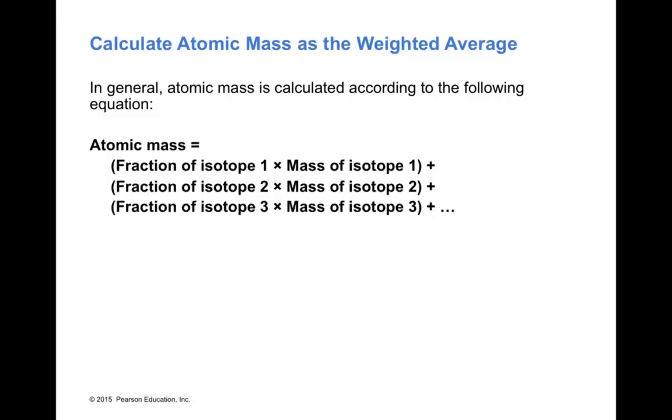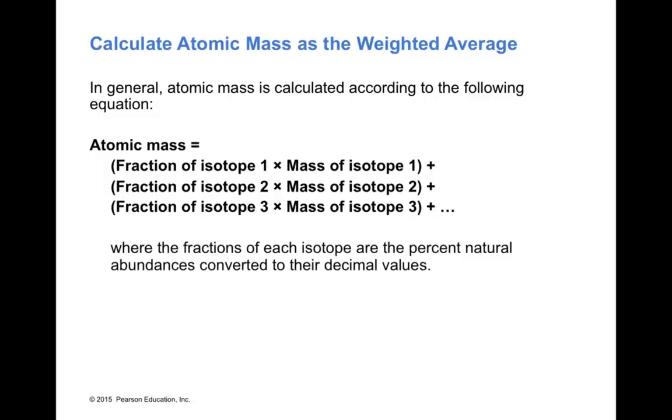The fraction of isotope 1, 2, 3, 4, 5: multiply the fraction of isotope 1 by the mass of isotope 1, the fraction of isotope 2 with the mass of isotope 2, and so on, until we have calculated all the products of each of the isotopes of the specific element, where the fraction of each isotope is the percent natural abundance converted to its decimal value.